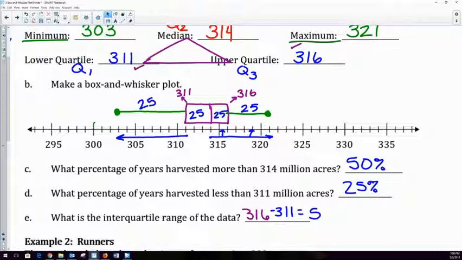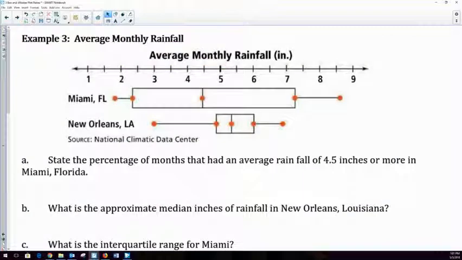Something I want to point out to you. If you want to write down example 2 from the notes that were already posted yesterday, feel free to go ahead and write that one down. But I do want to run through one of these double stacked problems. So if we flip to example 3, it's talking about the average monthly rainfall in both Miami and New Orleans. Sometimes your box and whisker plot will be above the line, sometimes it will be below the line, and sometimes you'll have more than one box and whisker plot drawn, and that's all okay. We're just going to answer the questions as it pertains.